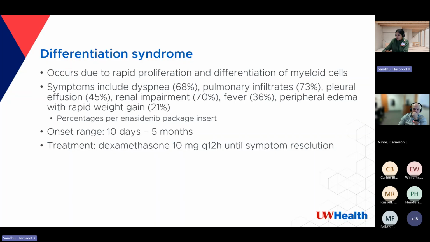So differentiation syndrome, it does occur due to rapid proliferation and differentiation of myeloid cells. Symptoms would include dyspnea, pulmonary infiltrates, pleural effusion, renal impairment, fever, edema, and rapid weight gain. And these are the percentages here reported with the enasidenib package insert. The onset could be anywhere from 10 days to 5 months. And for treatment of differentiation syndrome, that would be treated with dexamethasone twice daily until symptom resolution.